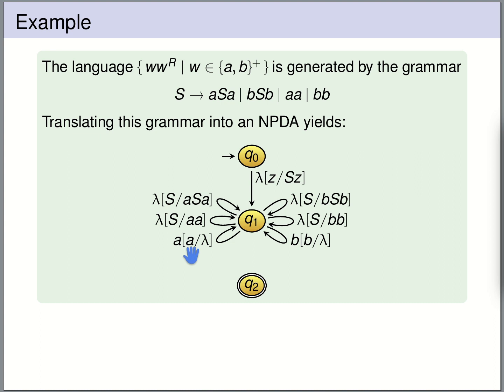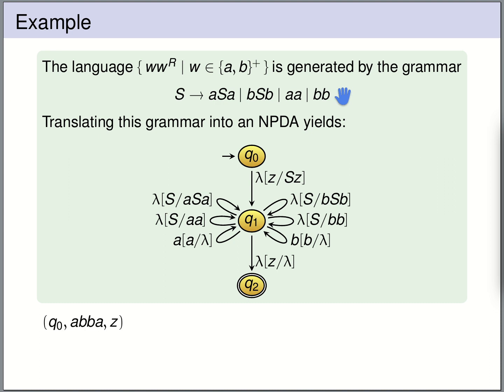If we have a terminal letter A on top of the stack, then we can consume an A from the input and remove A from the top of the stack. Likewise, if we have a B on the top of the stack, we can read a B and remove B from the top of the stack. Once the stack is empty, so there's only the stack start symbol Z left on the stack, we can switch to Q2. And we empty the stack, we remove Z from the stack. So this automaton accepts the language generated by this grammar.